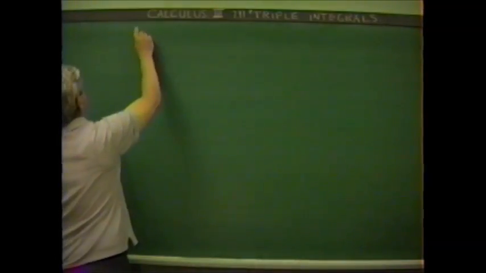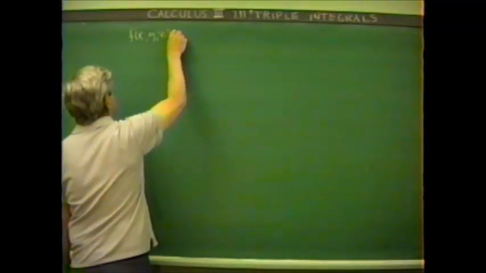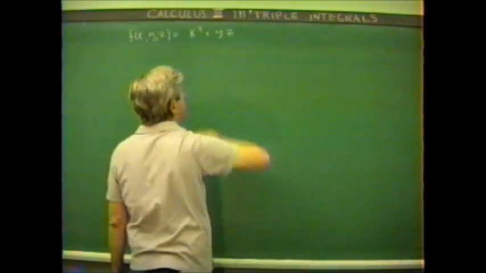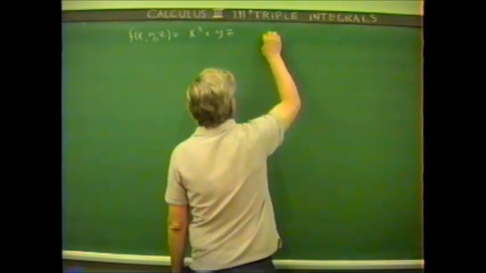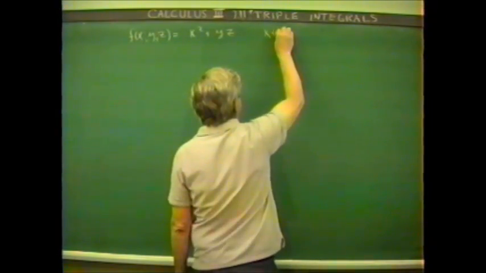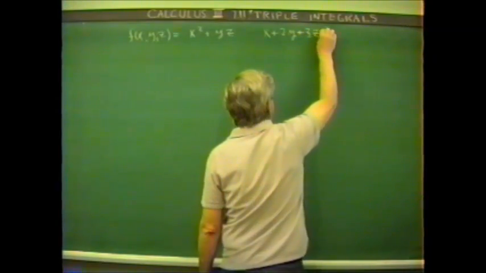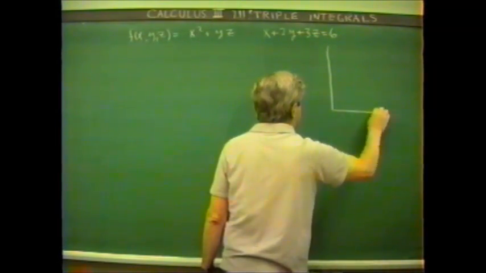Let's take a look at another triple integral here. Let's suppose we've got f of x, y, and z equals, say, x squared plus yz. We want to integrate it over the region in the first octant that lies underneath the plane x plus 2y plus 3z equals 6. So this is going to look like this.